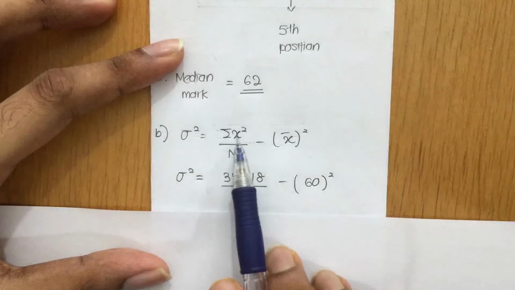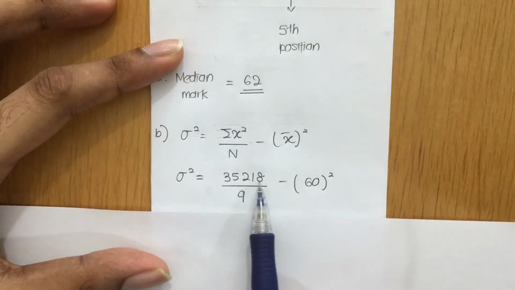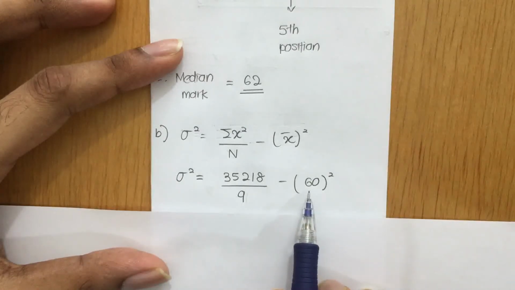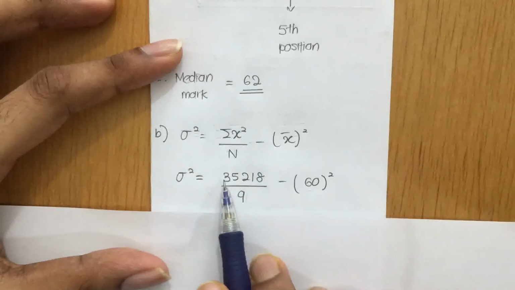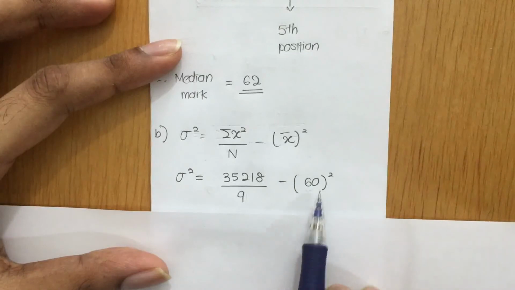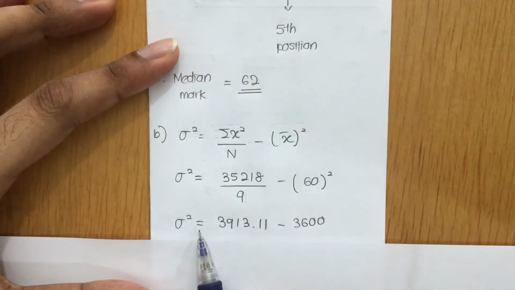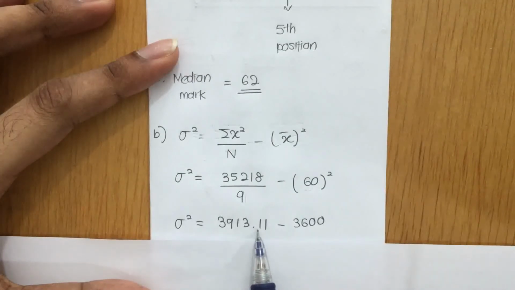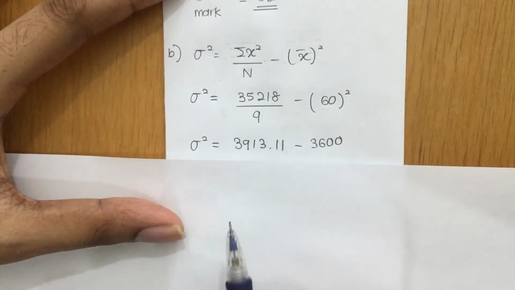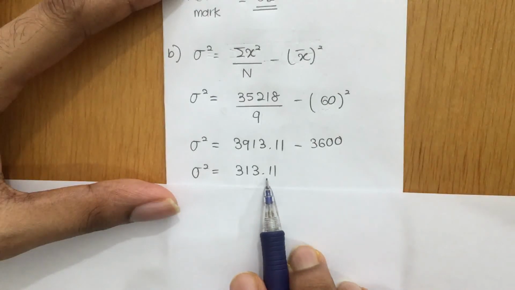When you sum them up, the sum of squares, from here you should get 35,218, and you divide by 9. The mean is already given by the question, which is 60. So 35,218 divided by 9, and then you minus 60 square. From here, sigma square is equal to 3,913.11, and then you minus 3,600. You subtract them, and you should get your sigma square is equal to 313.11.